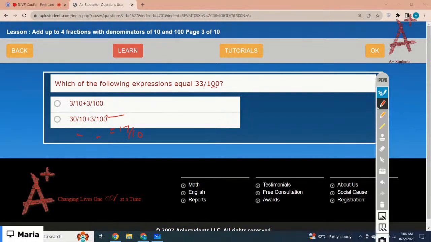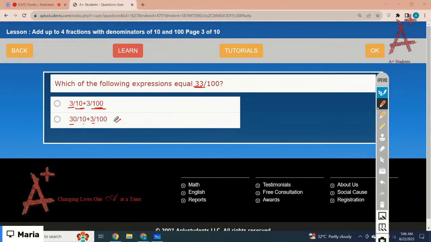Here you have 100 and the numerator is 33. So both the fractions must have one digit, right? The one with the 100 denominator has the digit that is at the ones position, and the one with the 10 denominator has the digit that is at the tens position. You can see here you have 30, here you have 3. Here you have 10, here you have 100.